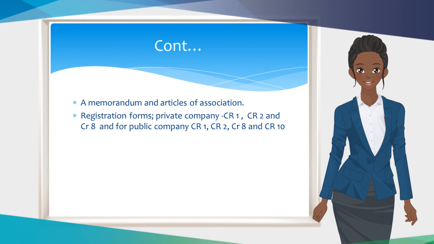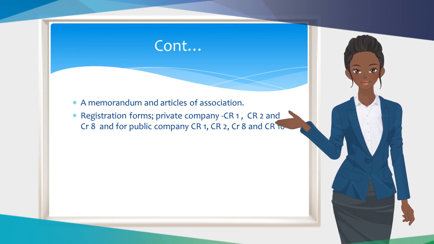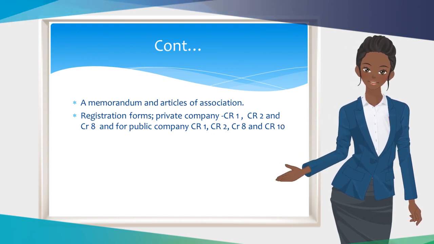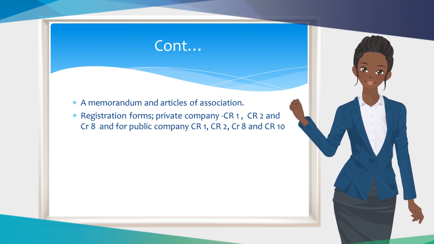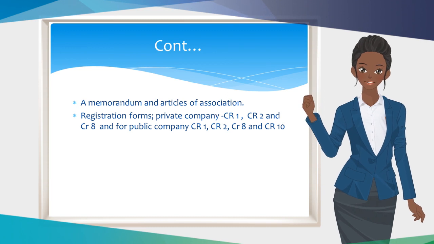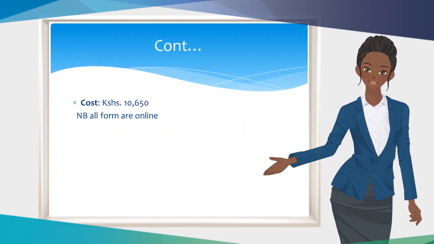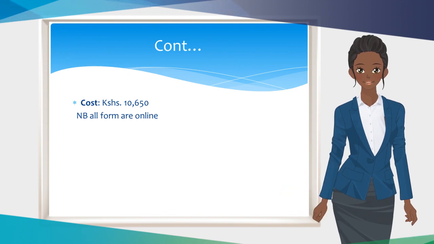A memorandum and articles of association. Registration forms: for a private company, CR1, CR2, and CR8, and for a public company, CR1, CR2, CR8, and CR10. The cost is 10,650 Kenyan shillings. Please note, all forms are online.